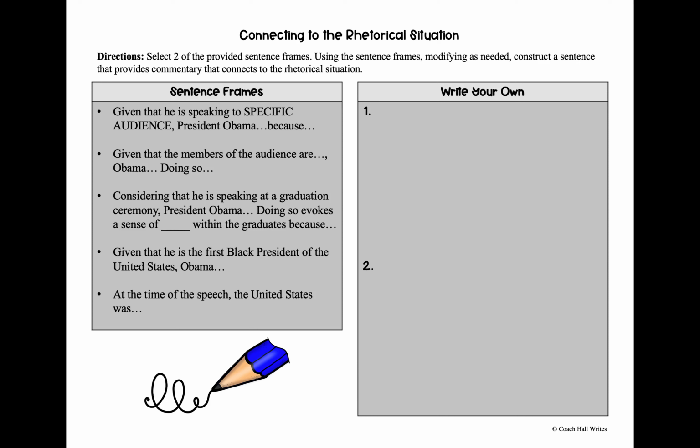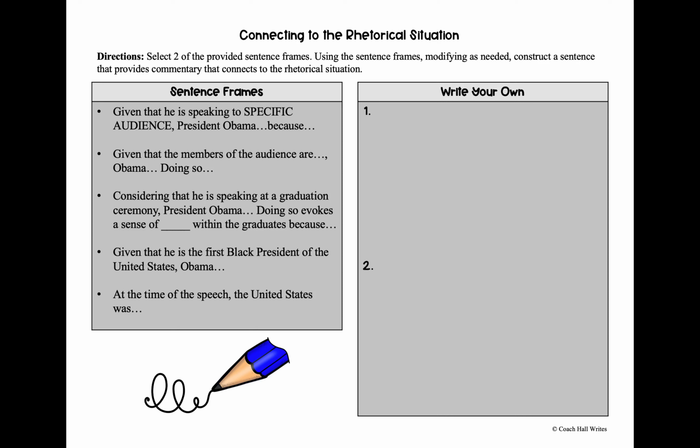For the third bullet point, it says, considering that he is speaking at a graduation ceremony. So instead of focusing on the audience, now we're focusing on the actual occasion or the exigence, the event at which he's speaking. Same idea here, we have President Obama and then the ellipses. So you would finish the sentence by making a claim about a choice that he makes. Now, you can actually include a short quote as evidence in a sentence like this if you wanted to. Doing so evokes a sense of blank within the graduates because.